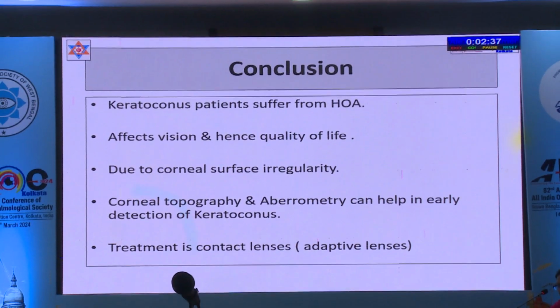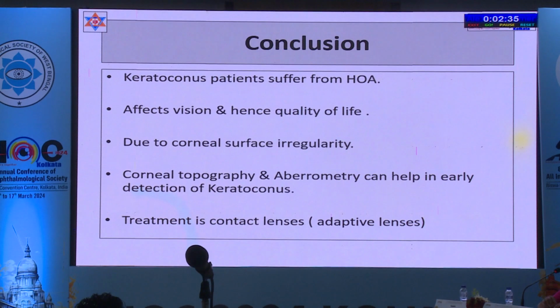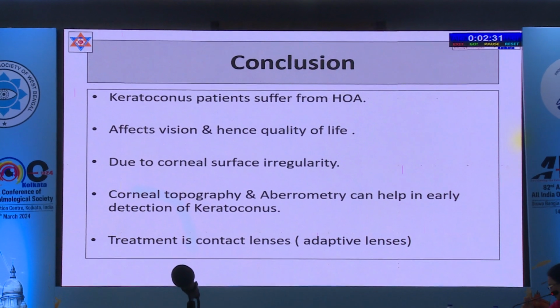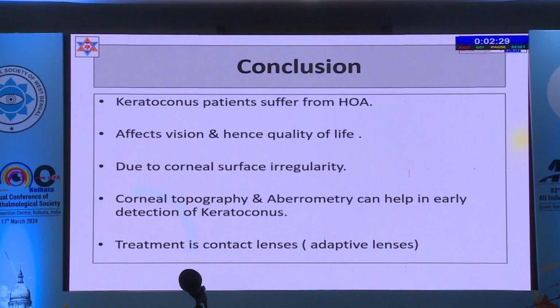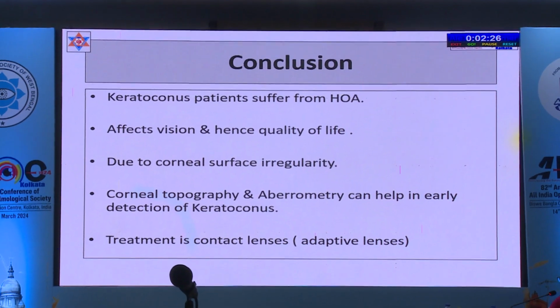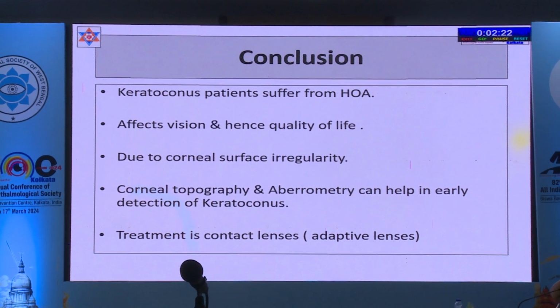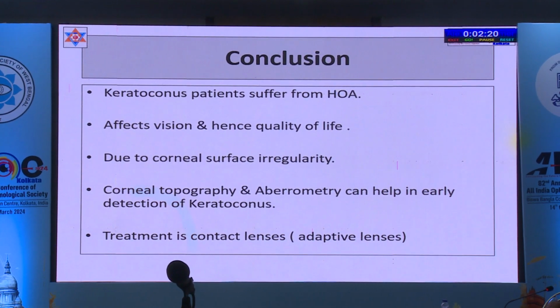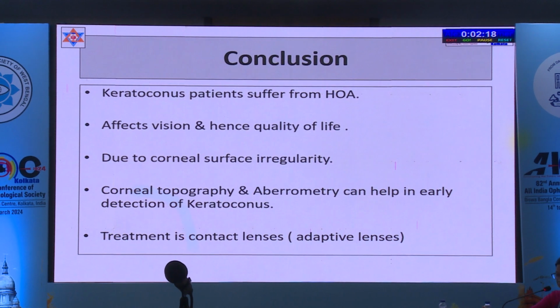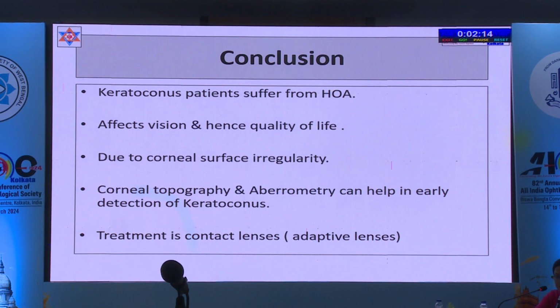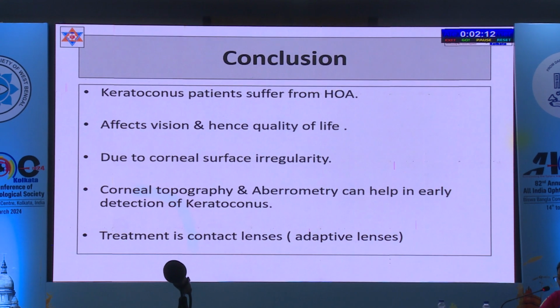In conclusion, I would like to say that keratoconus patients suffer from high order aberration. It affects their vision and their quality of life. It is actually a surface problem or surface irregularity. Corneal topography and aberrometry can help in early detection of keratoconus. The treatment is with contact lenses, but the best is customized or adaptive lenses, which are still lacking. But still, we can try with these scleral contact lenses.